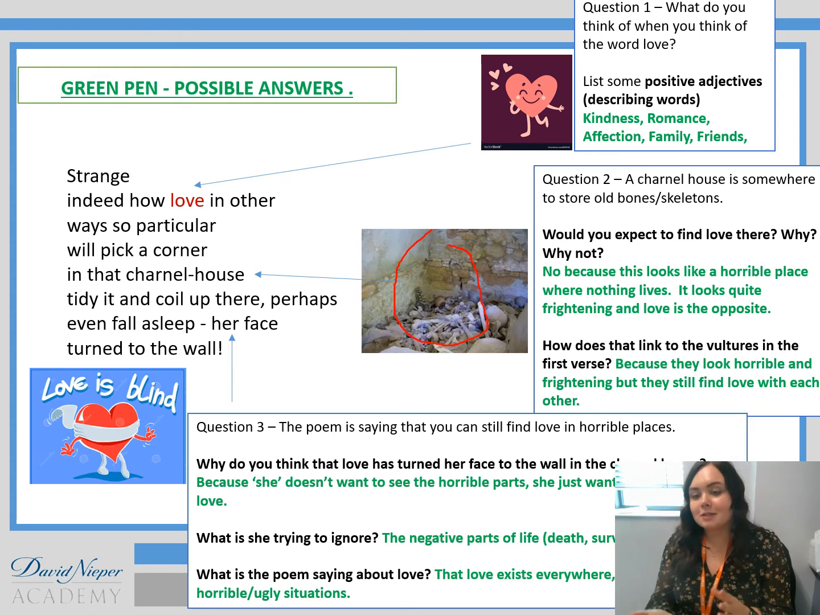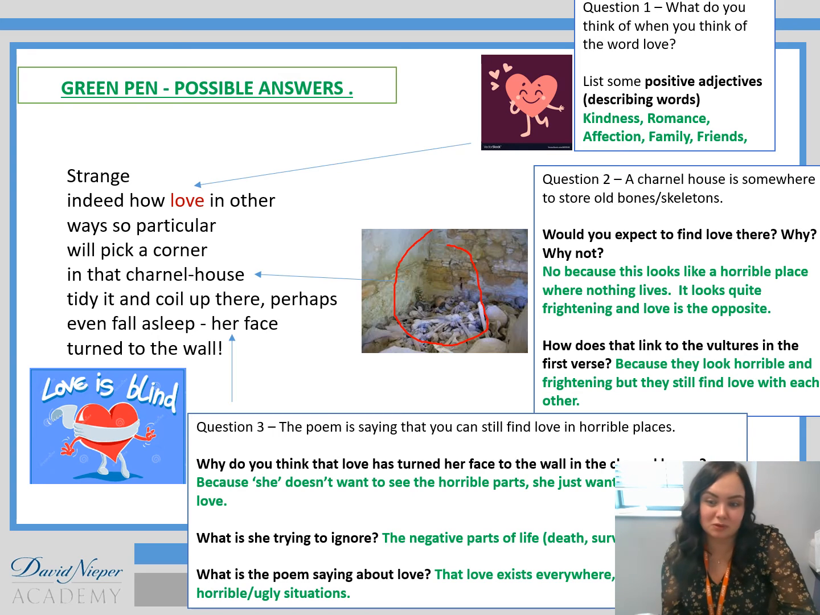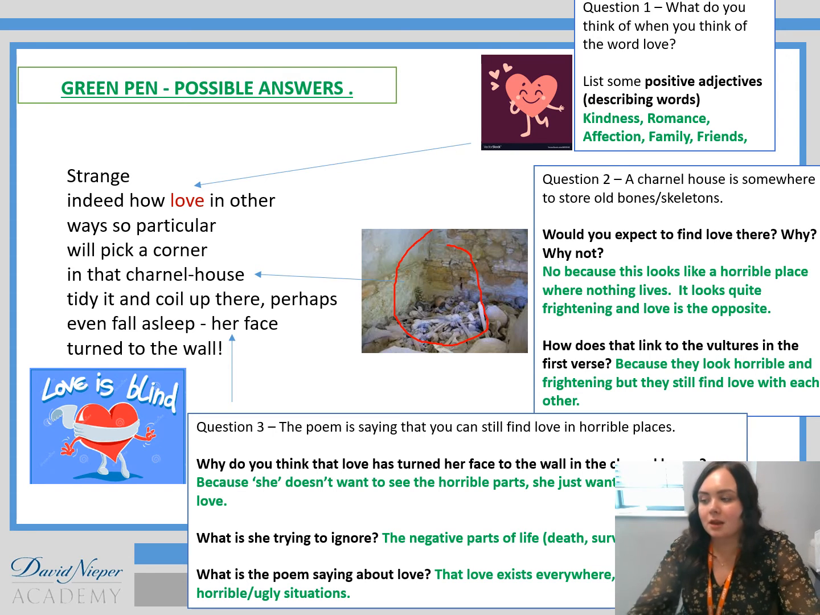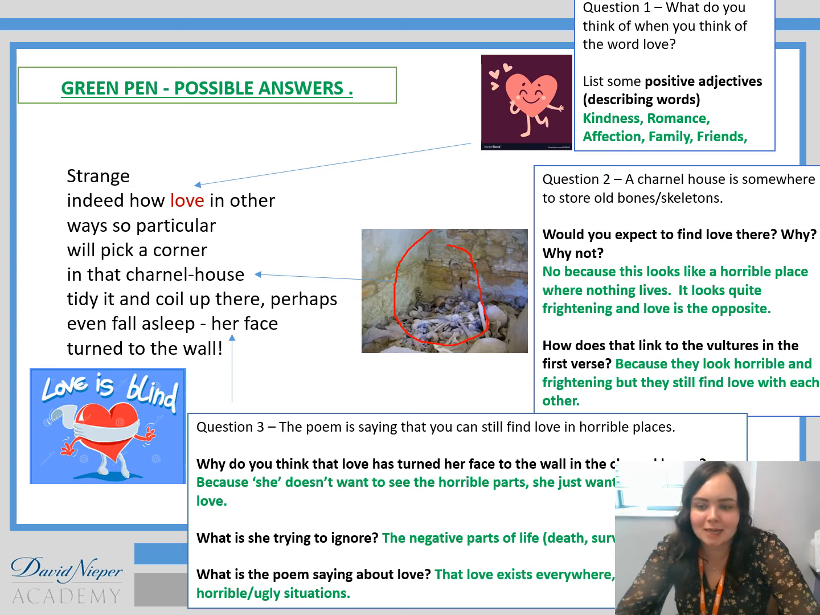Okay. And how does this link to the vultures in the first place? Because they look horrible and frightening, but they still find love with each other. So the charnel house is kind of this representation that something can have negative characteristics. A charnel house is literally a place for people's dead bodies where their bones and skeletons have kind of fallen to pieces. But actually, you know, love can still be found there. Those people were once loved by lots of people. And that's kind of the same with the vultures. So even though they go and they seek out the dead and they eat the dead, actually towards one another, they're very loyal and they love each other.